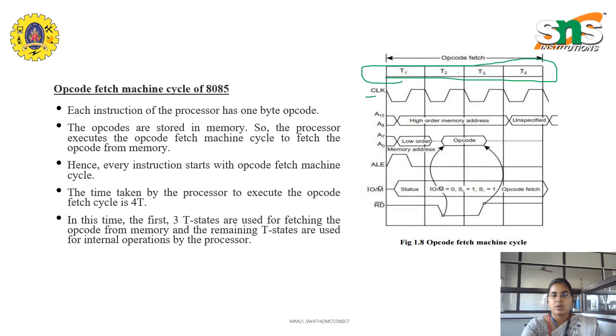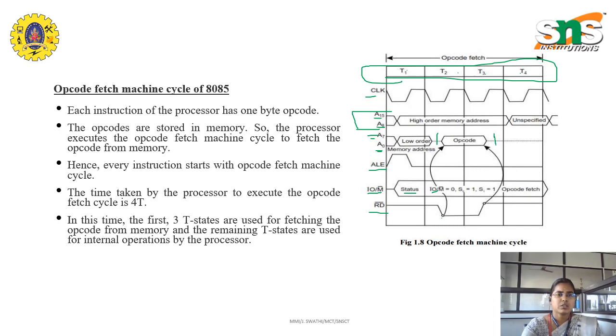And we have the higher order memory address, that is from A8 to A15, and A0 to A7 is the lower order. ALE is nothing but address latch enable. So we are enabling here, and we have the input output memory status, which is given first, and input output depends upon the selection lines. And we have the read signal. The read also depends upon the opcode which is given in the lower order.